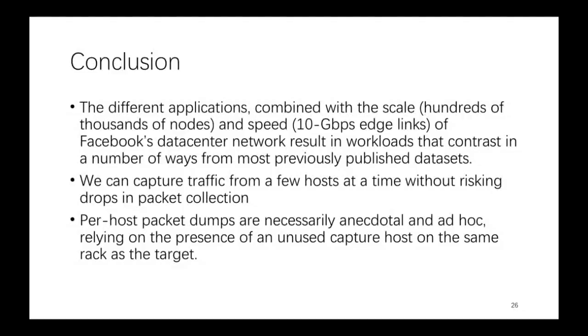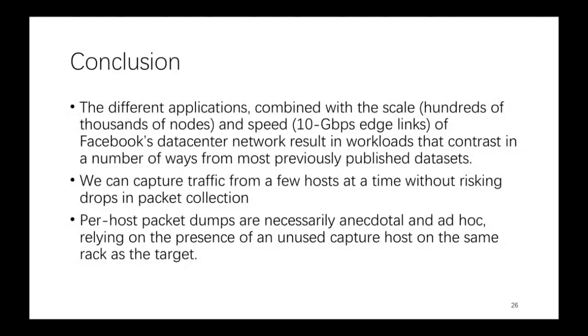Conclusion. We saw that Facebook's data center network supports a variety of distinct services that exhibit different traffic patterns. We find that several deviate substantially from the services that we had seen in the literature, and the different applications combined with the scale of 10 Gbps edge links of Facebook's data center network result in workloads that contrast in a number of ways with previously published datasets. And space constraints also prevent us from providing an exhaustive account.